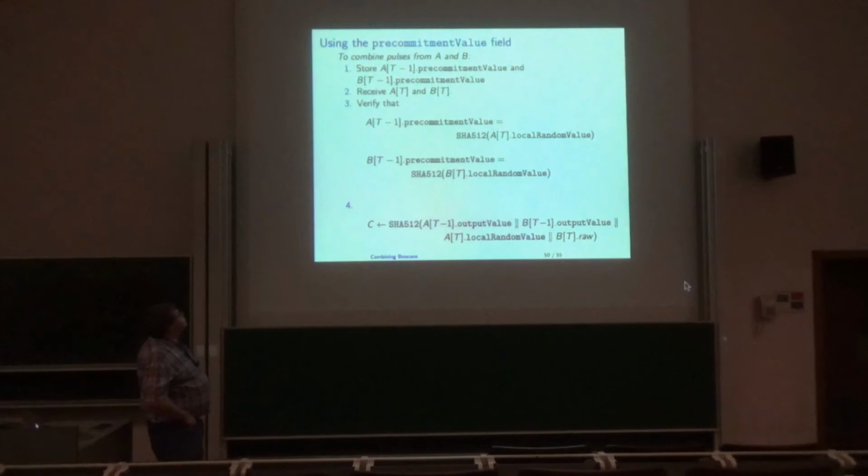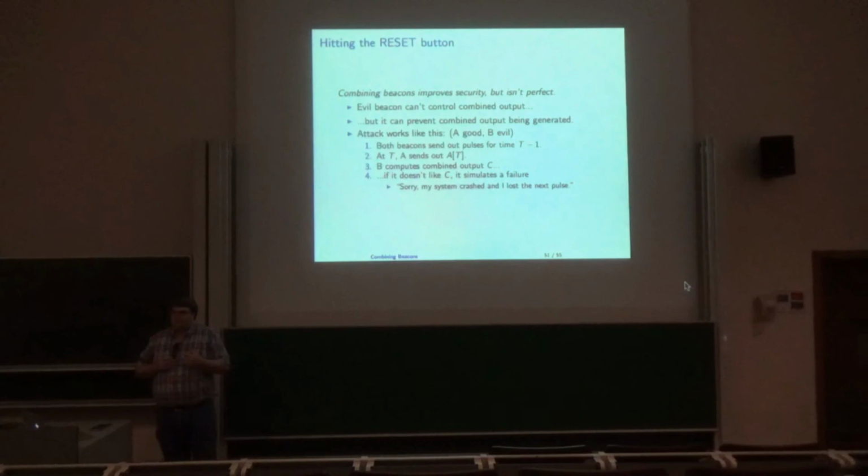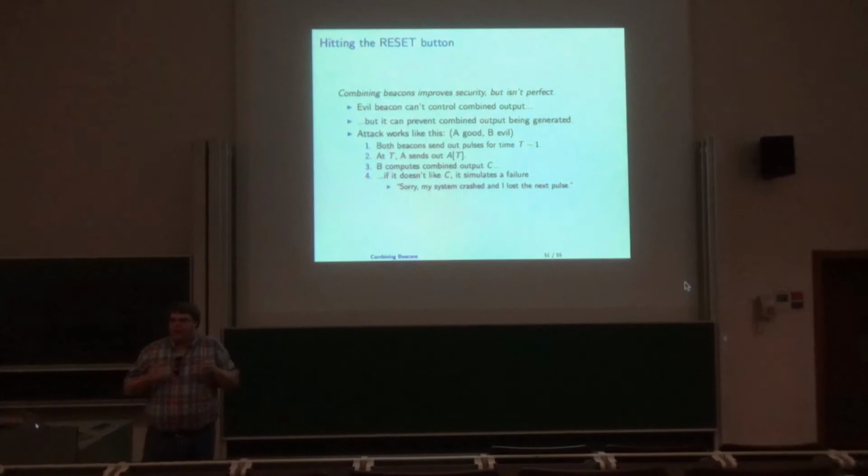So what is the attack here? We just said this is a very standard thing to do. I want to combine random numbers from two people, so I make them each commit to the random number and then reveal the random numbers. And there's a pretty obvious attack. Beacon A sends out its pulse, beacon B sends out its pulse, and they've committed to the next pulses. Then at the next time, beacon A, the good beacon, sends out its pulse, and beacon B says, oh, I don't like what the output of this combined random number is going to be, so I'm going to hit the reset button. I'm just going to say, sorry, I had a system crash, I lost the pulses. You know, computers, they're hard. And that's where you're stuck.